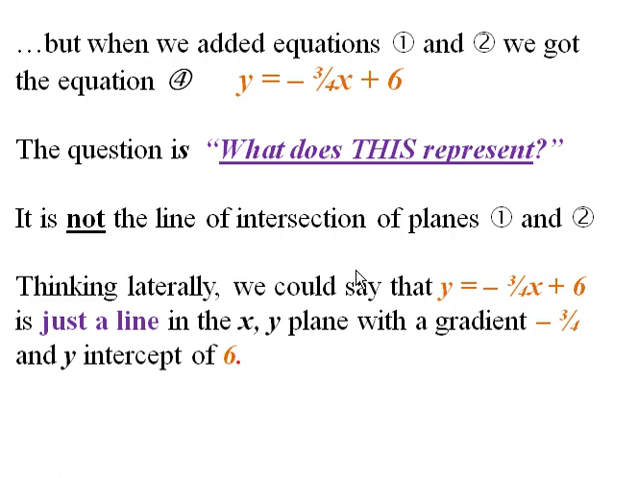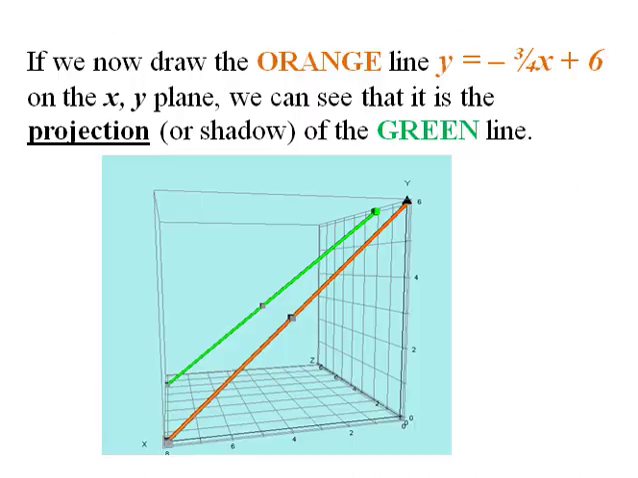It's not the line of intersection of planes 1 and 2, because that was the complicated version on the previous page. Thinking laterally, we could say that y equals negative 3/4 x plus 6 is just a line in the xy plane with a gradient of negative 3/4 and a y-intercept of 6. If we now draw the orange line on the xy plane, we can see that it is the projection or shadow of the green line, which is the actual line of intersection of the planes.